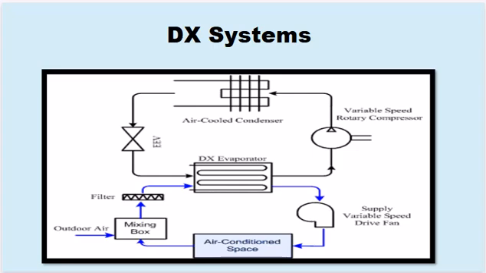The compressor compresses the gas, raising its pressure and temperature. The high-pressure refrigerant enters the condenser, where it releases heat and condenses back into a liquid. The liquid refrigerant passes through the expansion valve, where its pressure drops, allowing it to evaporate and absorb heat again.